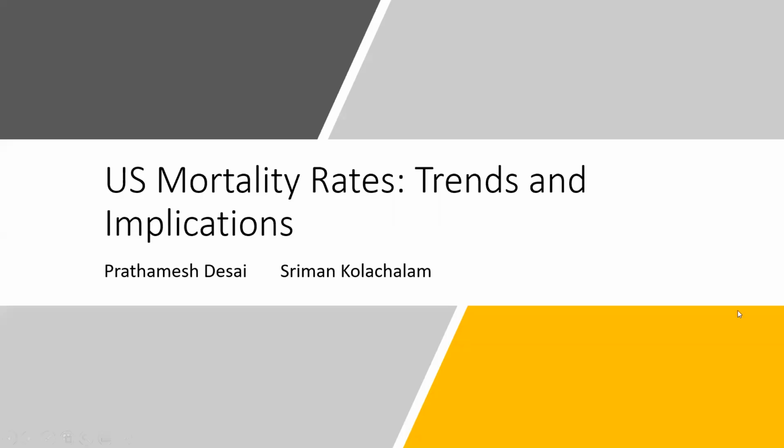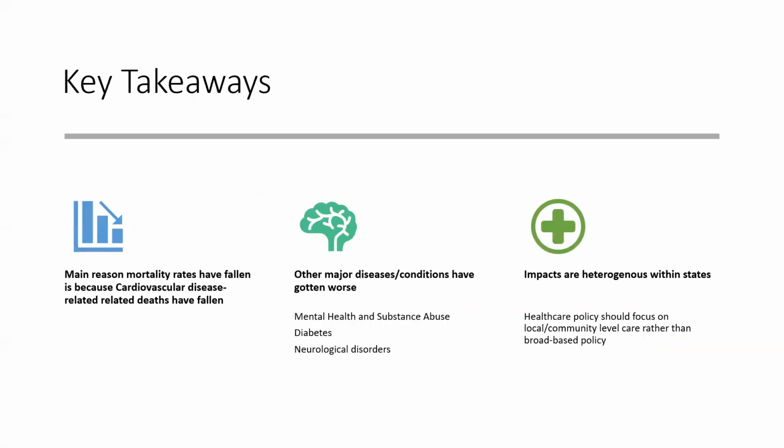In this presentation, we're going to be discussing U.S. mortality rates, trends, as well as implications for policymakers. Our key takeaways first are that death rates have fallen quite a bit in the last 35 years, and this is primarily due to cardiovascular-related disease death rates falling over 40%. However, there's plenty of other diseases that have actually stayed about the same in terms of death rates or have actually gotten worse. Overall, our findings suggest that policymakers should consider county-level data and county-level information when making health policy.